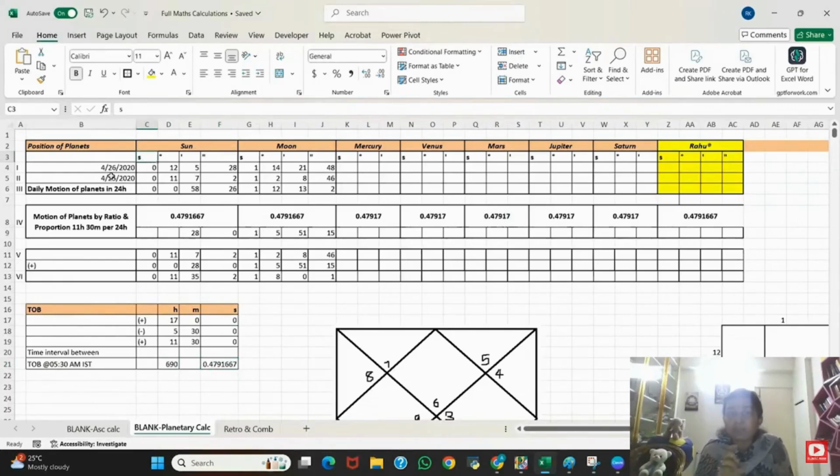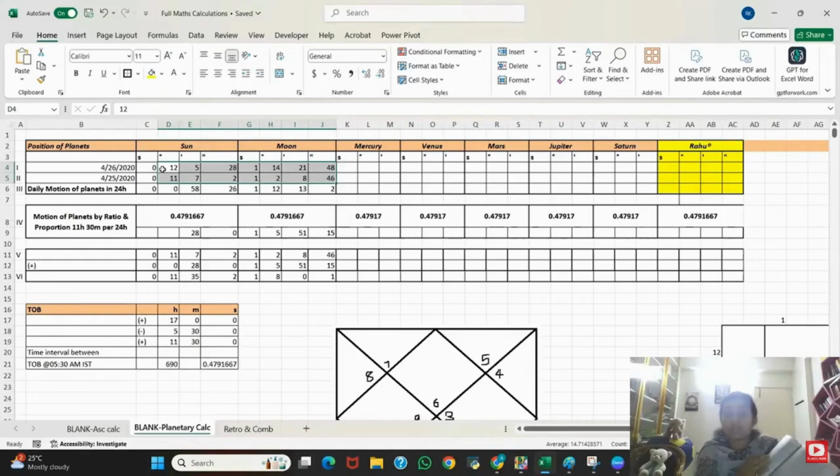Because it is between the 25th and 26th, whatever timing is given here is at 0 hours of 25th April and 0 hours of 26th April. Between that, the birth of the baby has happened. So that's why I need to consider the in-between time. For that also I have to use ratio and proportion. That's the reason I have noted down both the times. For 26th of April 2020 at 0 hours, this was the planetary motion, that is, the position of the planet. Here on 26th, it is given as 0 sign past, so even the sign is given.